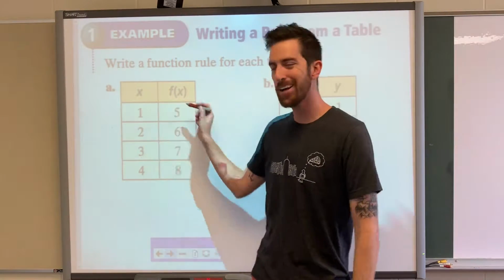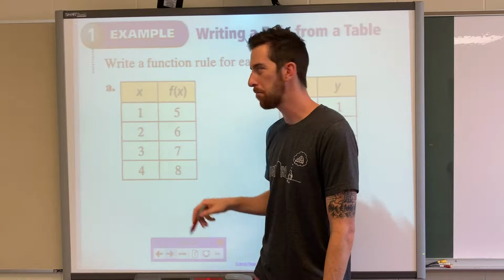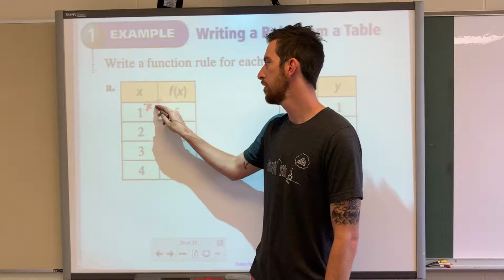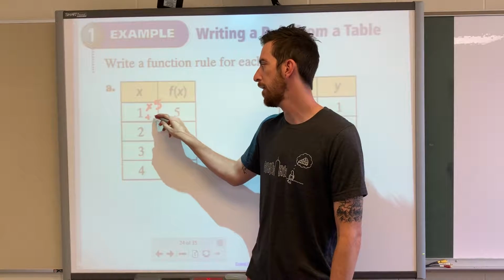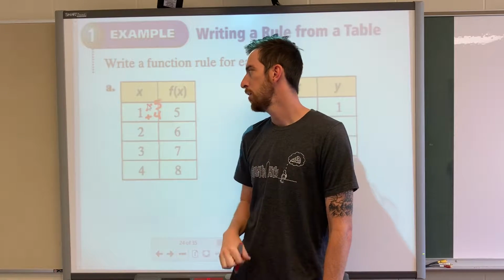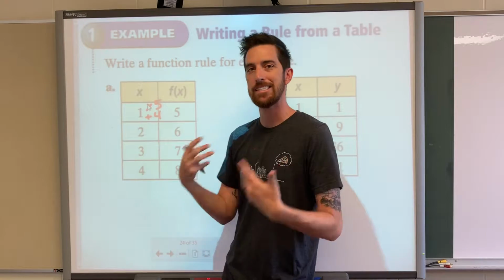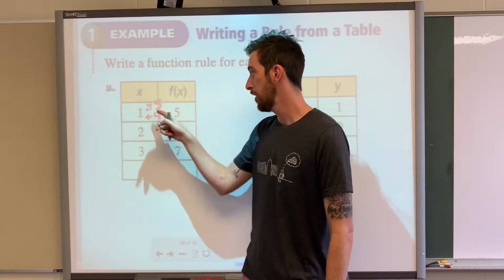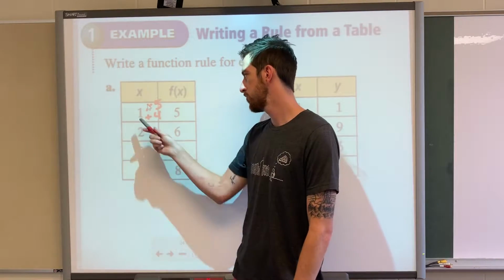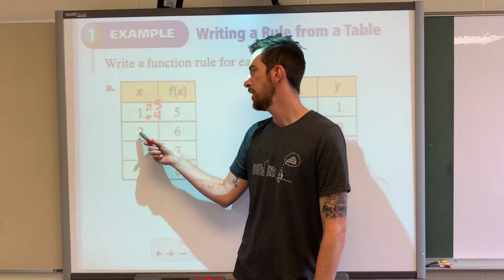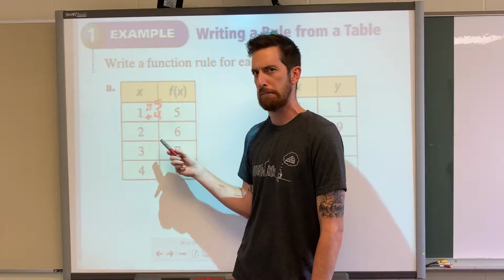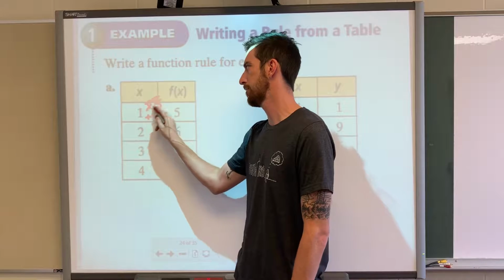So if you're thinking, how could I go from 1 to 5? You could think, oh, well, you could do times 5, or you could add 4, or you could multiply it by 2 and add 3, but we need to find something that is consistent for all of these. So let's check the times 5. So that works. 1 times 5 is 5. 2 times 5 is 10. Oh, that doesn't work then.